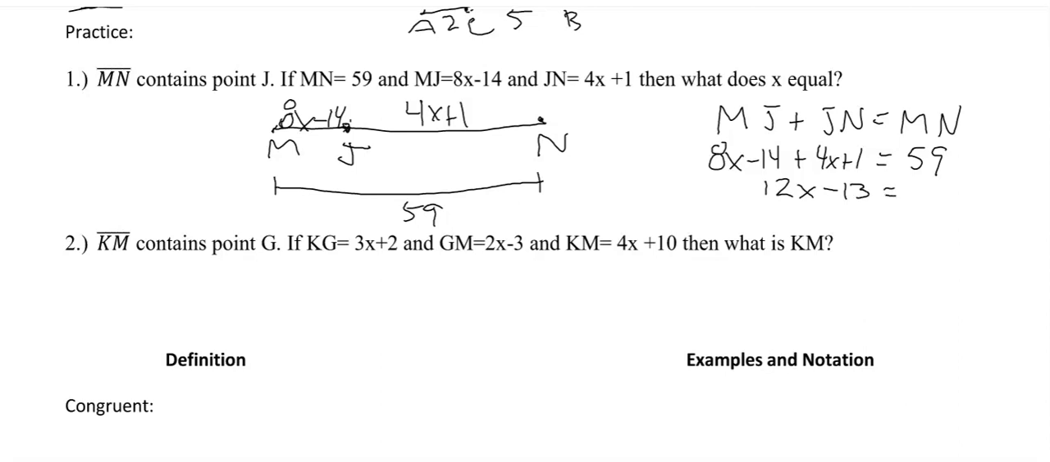12x minus 13 equals 59. Make sure I'm doing this right. Yep. Okay, then what do we do? We are going to add 13 and add 13. So you get 12x equals 59 plus 13, which is 72. And when you divide by 12, you get 6. Okay, so since it asked what x equals, x equals 6. Okay, hopefully that made sense for you.